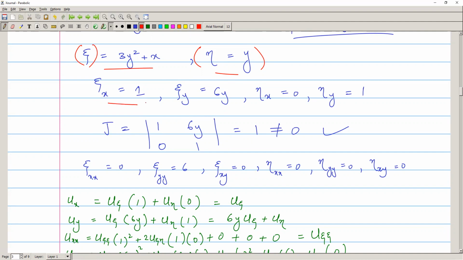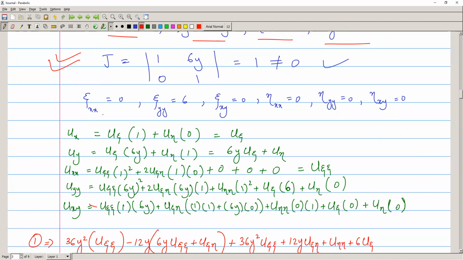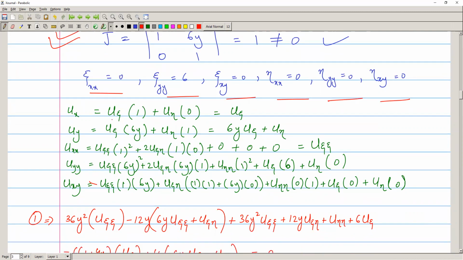So psi x equals 1, psi y is 6y, eta x is 0, eta y is 1. We found the Jacobian, it's 1, so we are good. Then we found all the other partial derivatives. These are used throughout the whole lesson, and we are dealing with them again and again. So we find ux, uy, uxx, uyy, uxy. You are very familiar with how to calculate these now. So ux is equal to u psi, uy is equal to 6y u psi plus u eta, uxx is equal to u psi psi, uyy is equal to this term, and uxy is equal to this term, right?